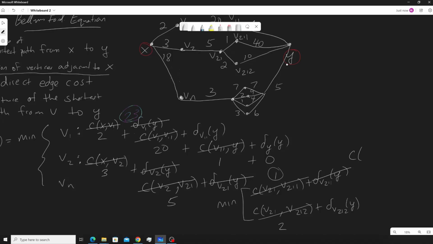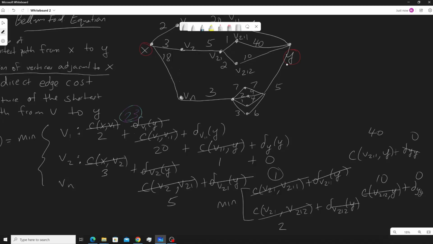This one is 40. Okay, and then this one resolves to C v212 comma y, which we know is 10. And this one resolves to dyyy, which is 0. Okay, so when we get to here, we have 1 plus 40, so that's 41, or 2 plus 10, 12.